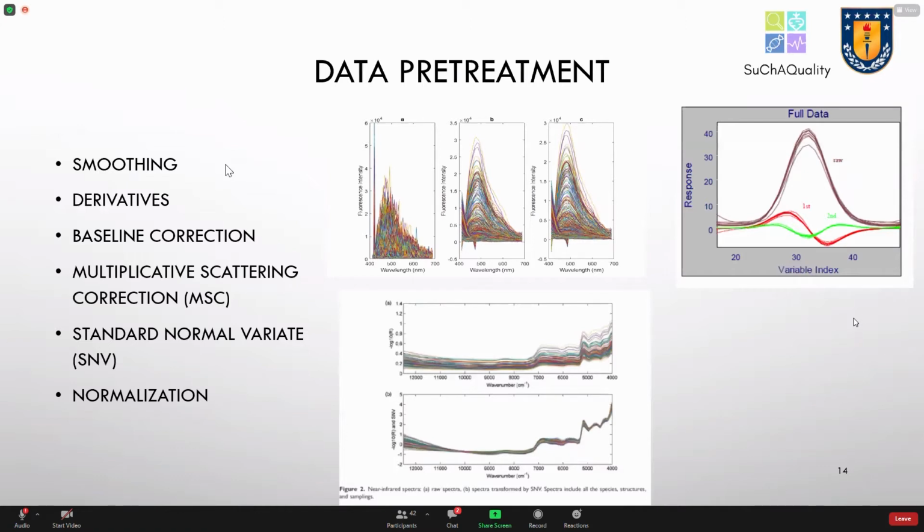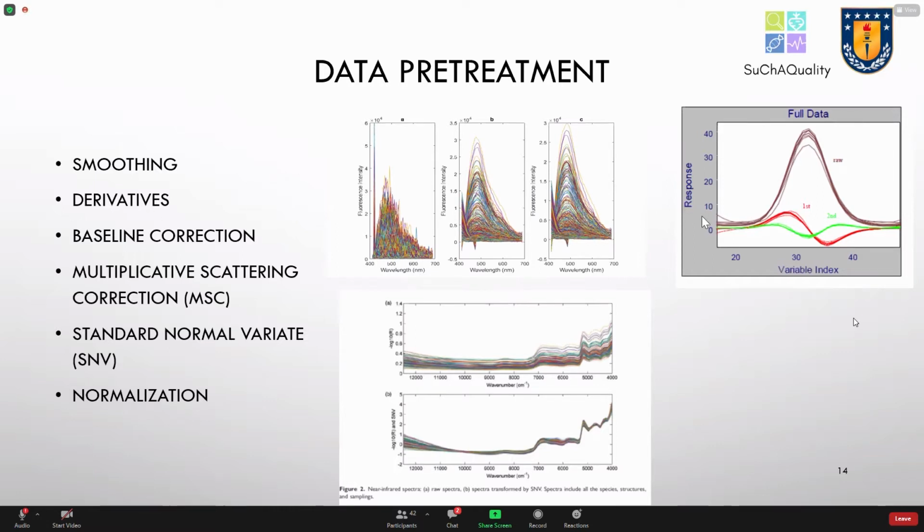The most famous are the smoothing techniques, derivatives, baseline correction, multiplicative scattering correction, standard normal variate, and so on. But we can see the effect, for example, in a fluorescence spectrum obtained here by fluorescence microscopy. And then if we apply smoothing, you can see here the difference that we have regarding this kind of method. And then this smoothed spectrum can be submitted to a chemometric analysis.